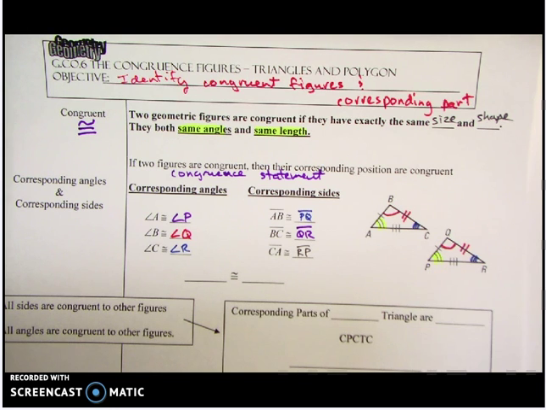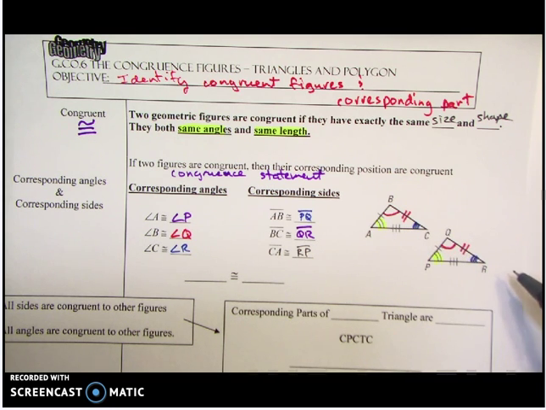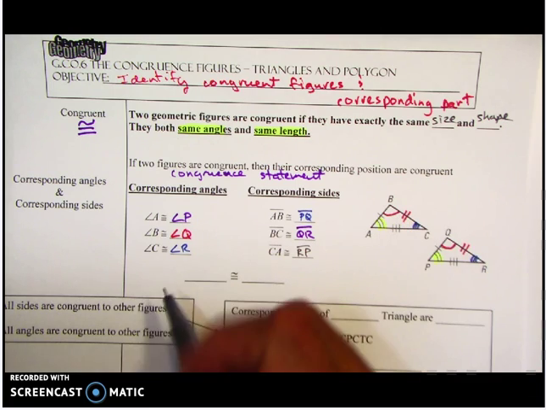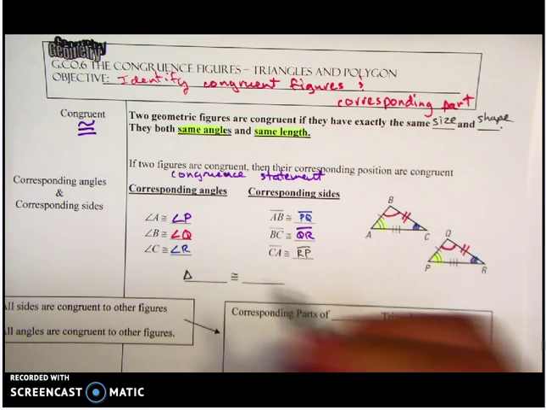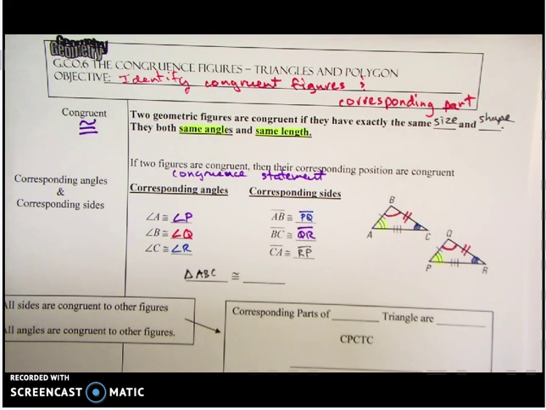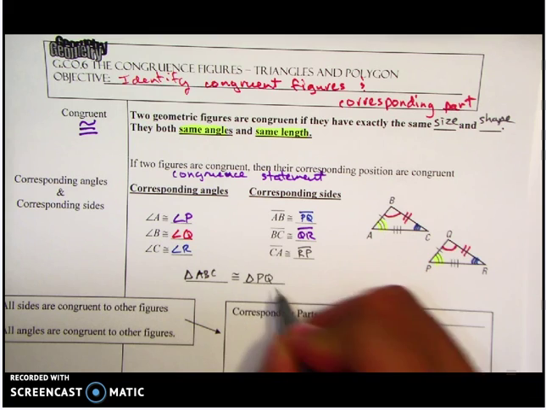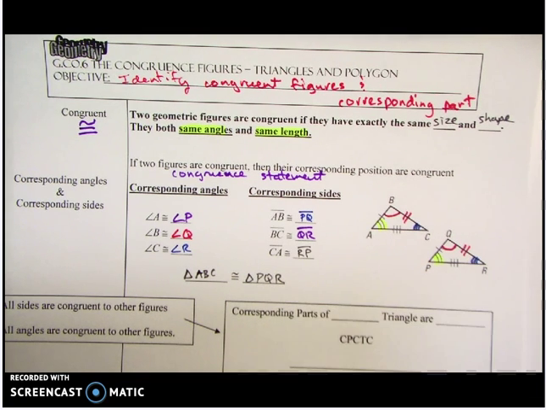And finally, once you've got all the angles and all the sides, and you've covered them all, you go ahead and identify what kind of polygon they are, what kind of shape. So this shape here is a triangle. So triangle ABC is congruent to what? Triangle PQR.